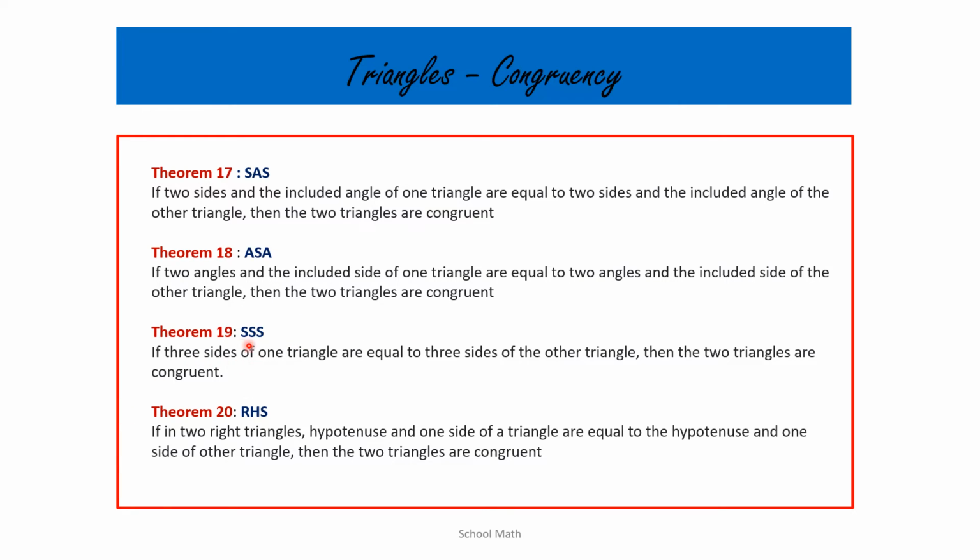Theorem 19, triple S. If three sides of one triangle are equal to the three sides of the other triangle, then the two triangles are congruent. Theorem 20, RHS. If in two right triangles, the hypotenuse and one side of a triangle are equal to the hypotenuse and one side of the other triangle, then the two triangles are congruent.